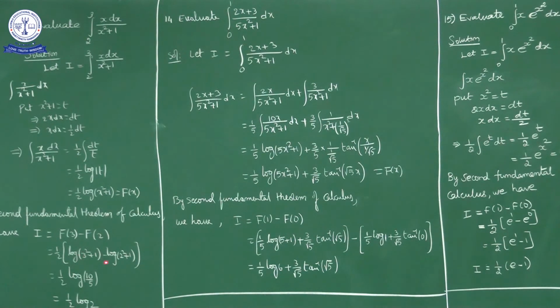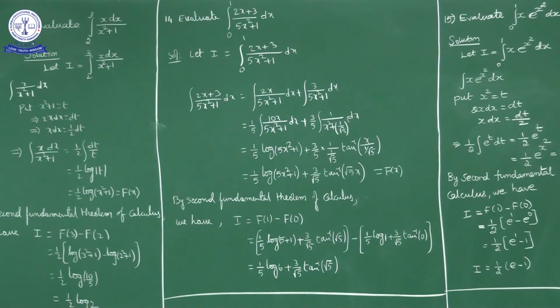Now this is of the form log a minus log b. So log a minus log b is log a by b. So log of 3 square, 9 plus 1, 10; log 10 by how much is it? 2 square, 4 plus 1, 5; log 10 by 5. So what is the final answer? Half log 2, since 5 ones are 5 and 5 twos are 10.